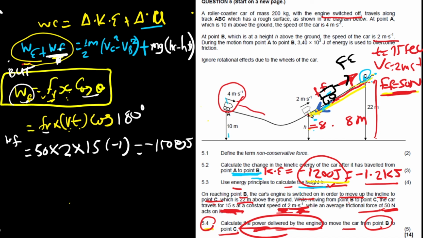So we have the work done by friction. Now the next thing: we can substitute all of this and finish up. Easy. So now we can plug it back in, -1,500. Then I can say, okay, now we say work done by engine plus negative.